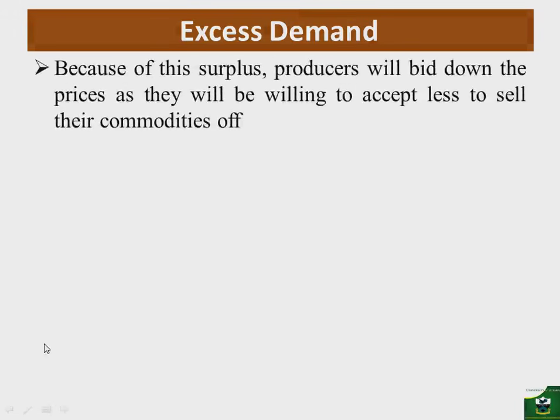Now we see that because of this surplus, producers will bid down the prices as they will be willing to accept less to sell their commodities off. Again here, we are seeing another black market. So what will happen is that suppliers will be going to sell commodities to people who are even passing nearby, and then convince them to buy the products.